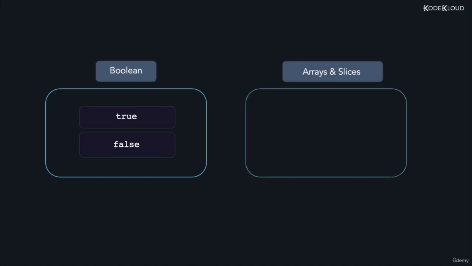Next up, we have Boolean. So Boolean consists of just two values, true and false. Then we have arrays and slices. So an array is like a list or a sequence of elements of a single data type. So we can have an array of just integers or just strings or just floats. While slices represent a flexible array-like data type, but they also provide more control over memory allocation.